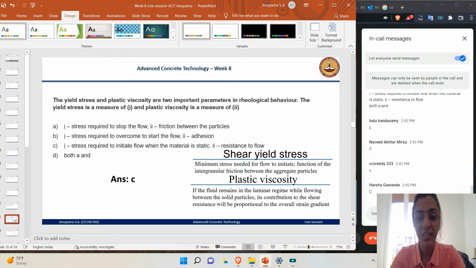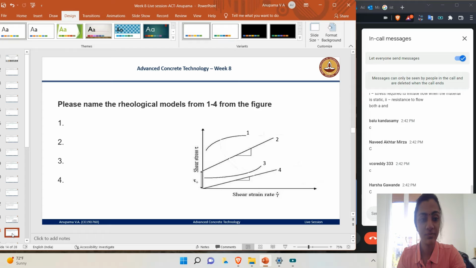So good for that. And shear stress, as you can see, this is just from the slides. The shear stress is a minimum stress needed for the flow to initiate. And plastic viscosity, if the fluid remains in the laminar regime while flowing between two solid particles, its contribution to the shear resistance will be proportional to the overall strain gradient. So that is plastic viscosity. So it indicates the resistance to flow. Moving on to the next question.